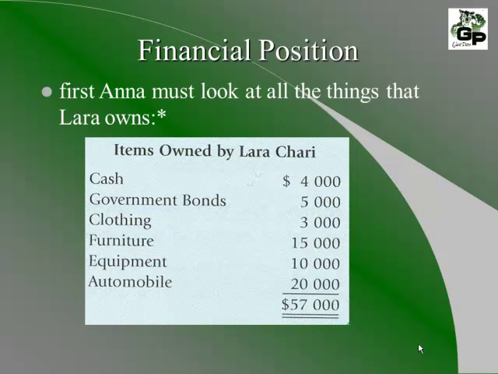So let's take a look at all the things that Laura owns. Here's a list of items owned by Laura Chari. She has cash worth $4,000. She has government bonds of $5,000. She has clothing worth $3,000. She has furniture of $15,000, equipment of $10,000, and an automobile that she thinks is worth $20,000. The total of all the items owned by Laura is $57,000.